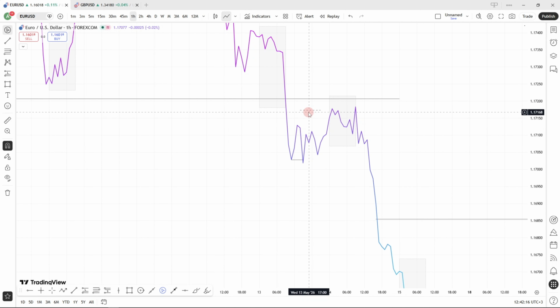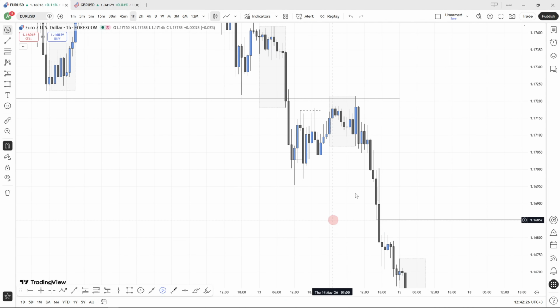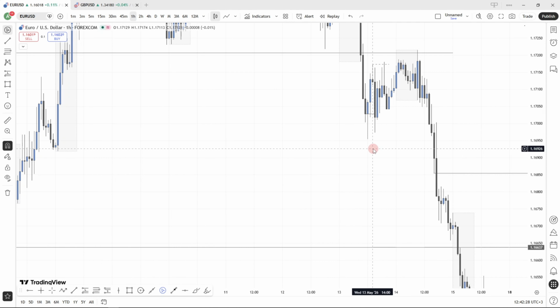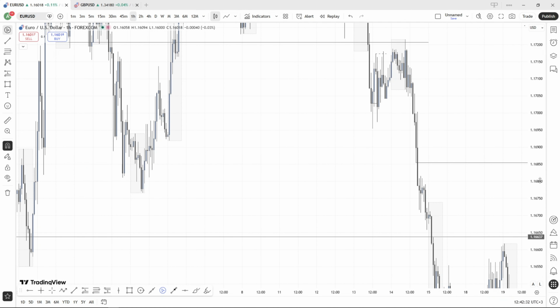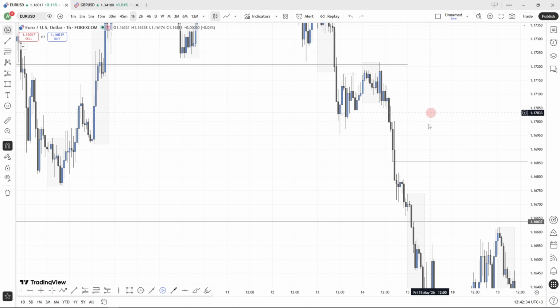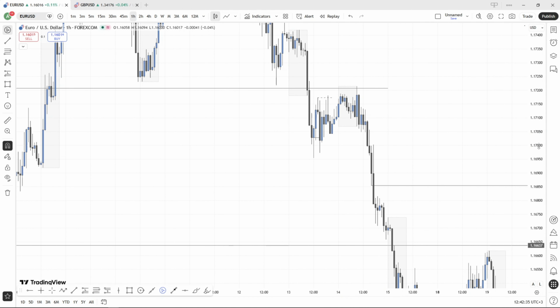So that is our liquidity, and what we are going to do is find a level or a point of interest above that liquidity, and then sell from that level or point of interest, targeting the most immediate external lows, or any significant lows to the downside. So this is what we are going to do.